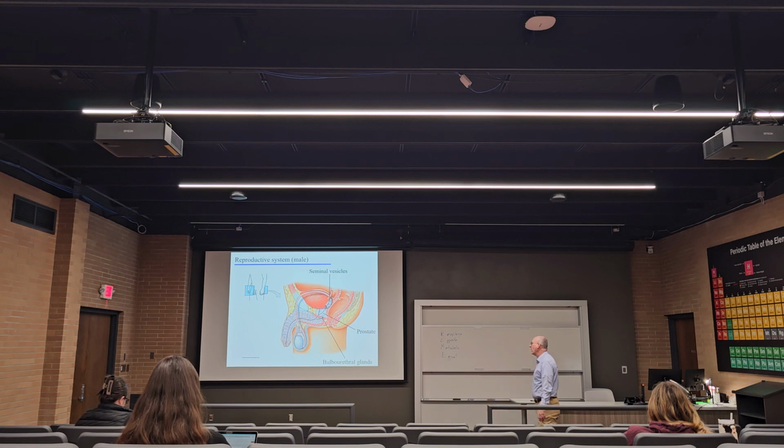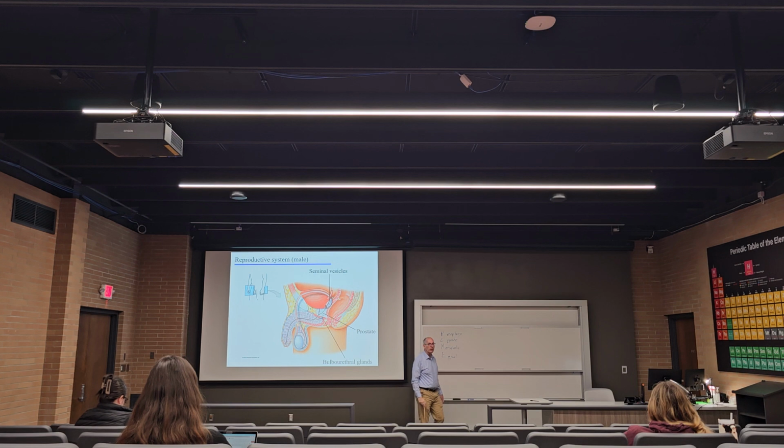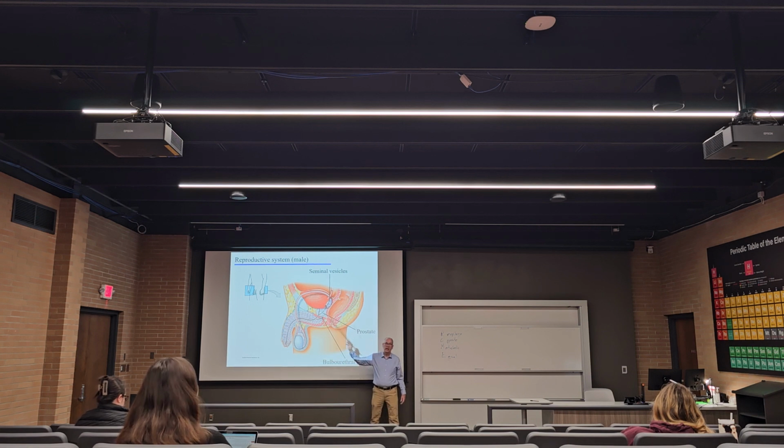The main function of the bulbourethral gland is to produce a lubricant, which, number one, makes all of this a little more slippery, and number two, helps to neutralize any of the acids that may be within the urethra. That is what the bulbourethral gland is doing. So again, the seminal vesicles, the prostate, and the bulbourethral glands all produce fluids, which are then mixed in with the sperm as it makes its way out of the body.